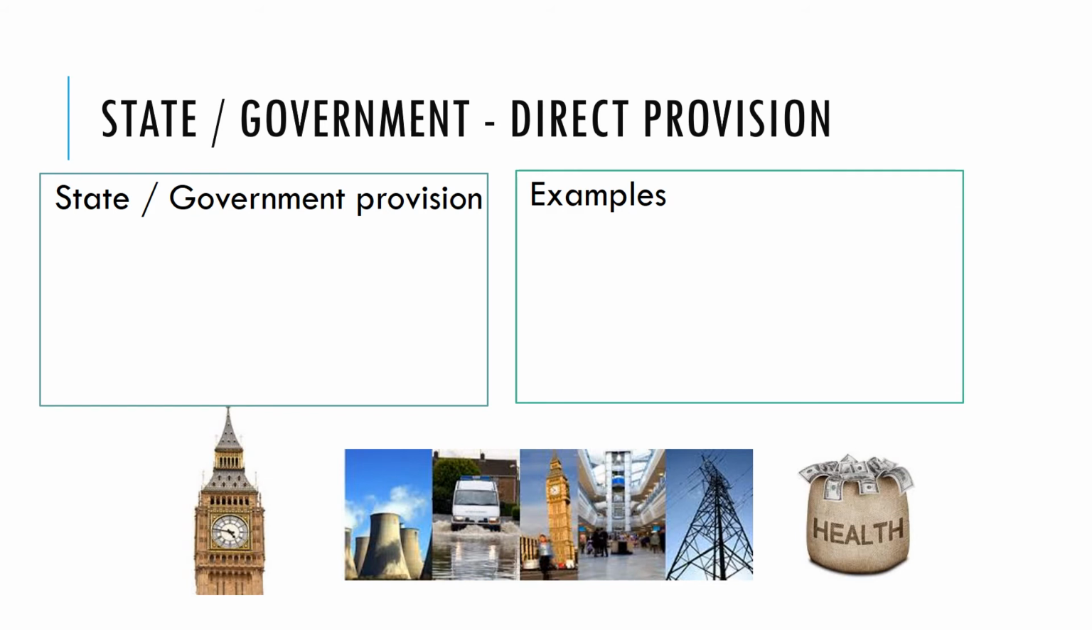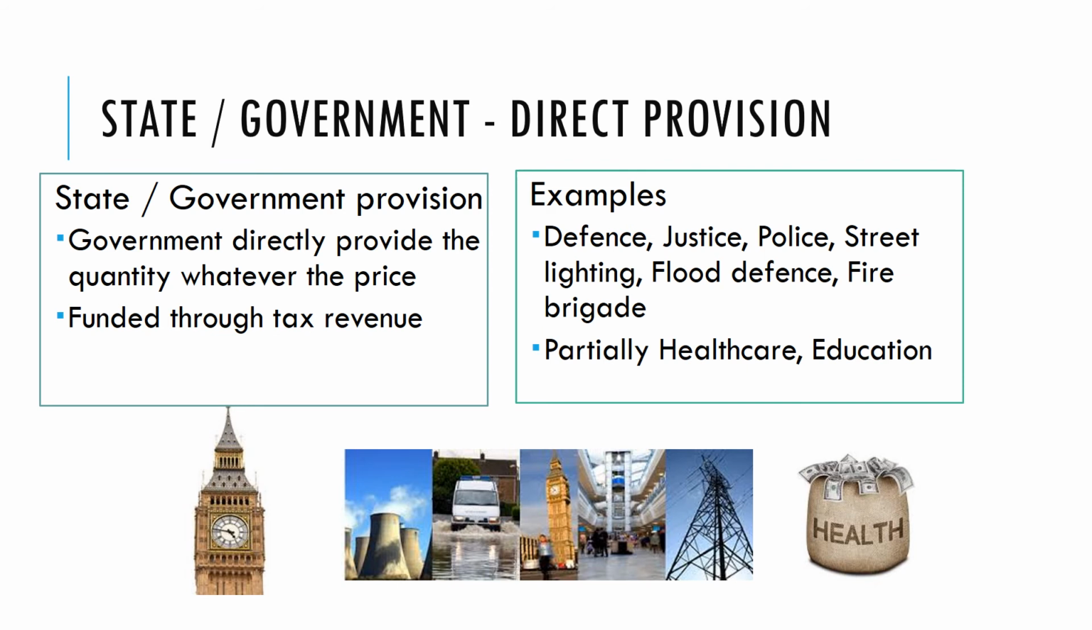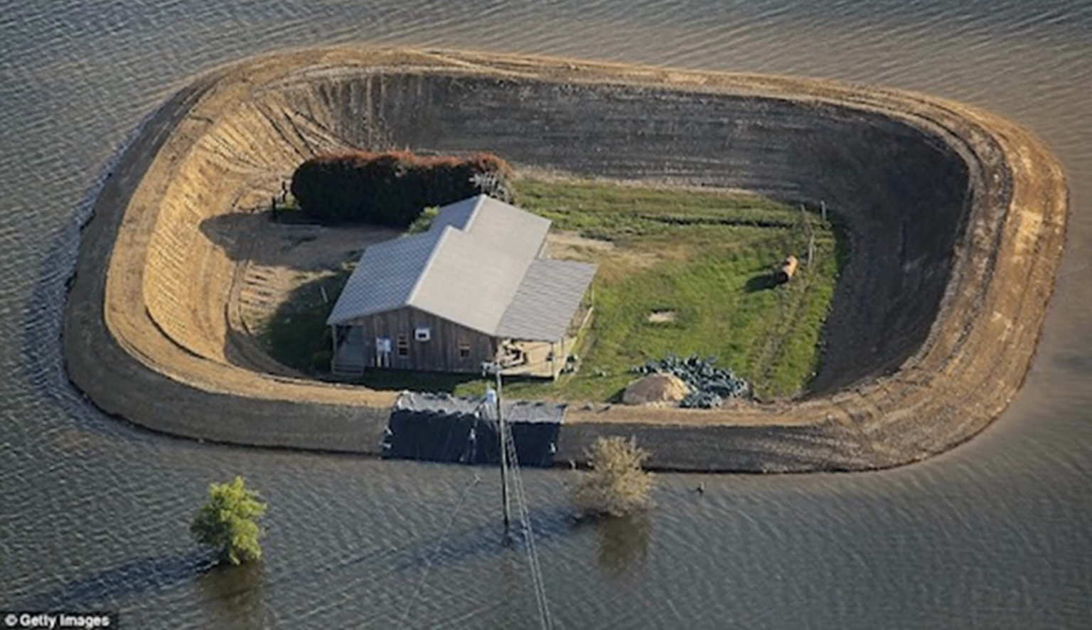Okay, now we're moving on to what's known as state or government provision. And this is when the government provide a service directly themselves, funded through tax revenue. So this is associated with solving the problem of public goods. These would be examples: defence, the army, the justice system, police, to a certain extent healthcare and education. The government take tax revenues, and to avoid the problem of free riders, they provide the service directly themselves, so no one is really paying in the normal sense of a market transaction. For example, flood systems.